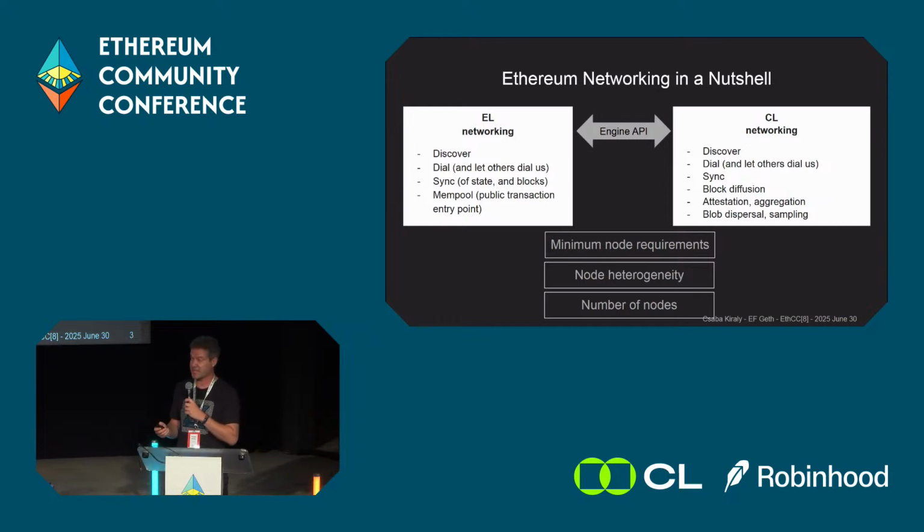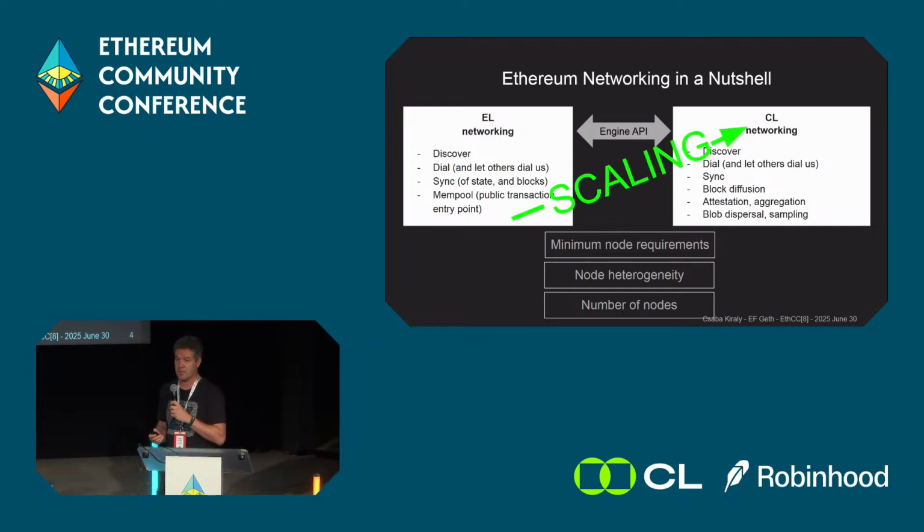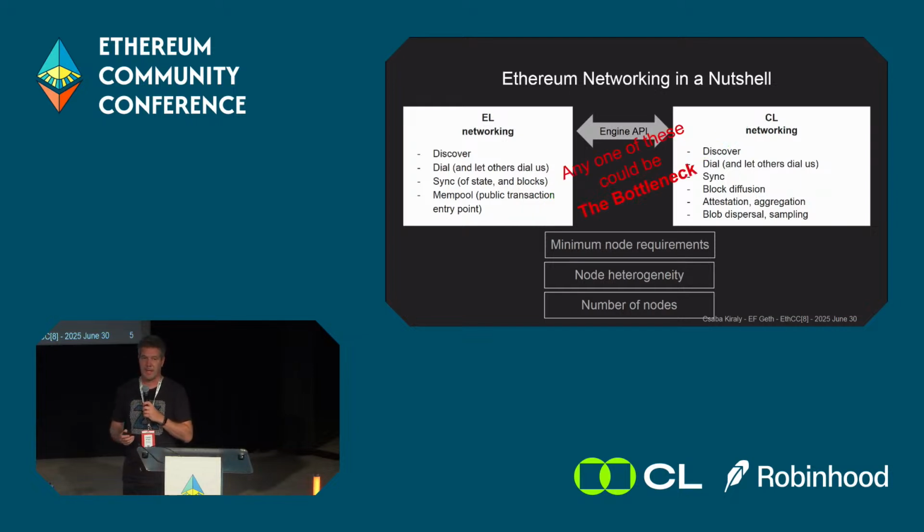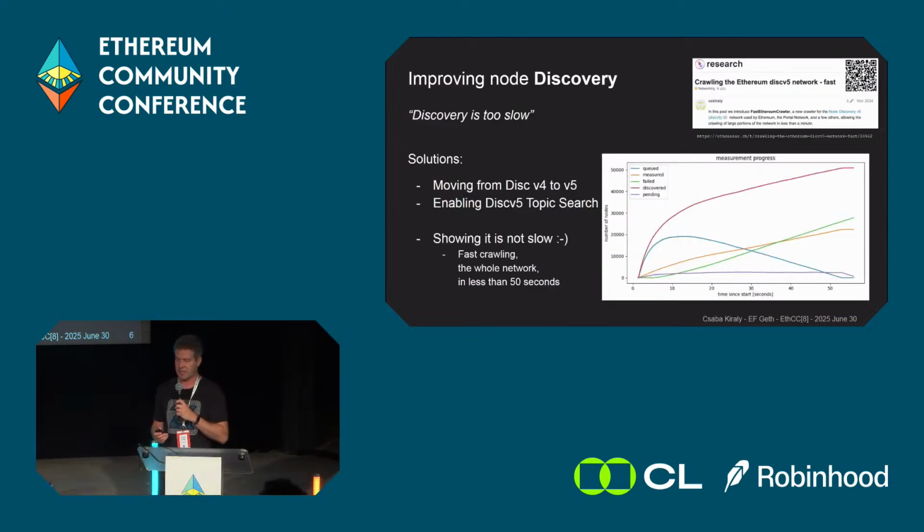So when this all together should work on top of a number of things, we have minimum node requirements, we have node heterogeneity, and number of nodes. And then on top of this, we want to scale. Right? So when we scale, any of these could become a bottleneck. And that's a bit problematic because often we just speak of one of these things and then it seems like super scaling, but then one of the others becomes a bottleneck. So let's see them one by one. So let's start with discovery.